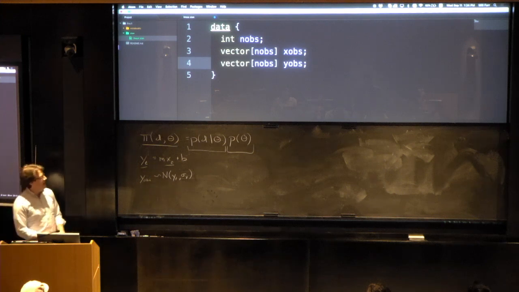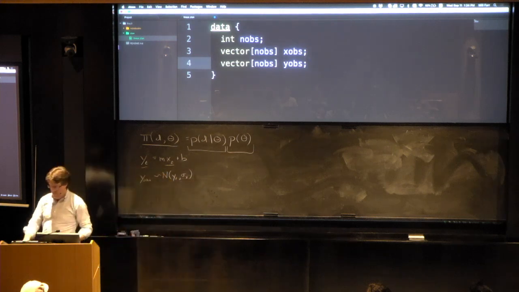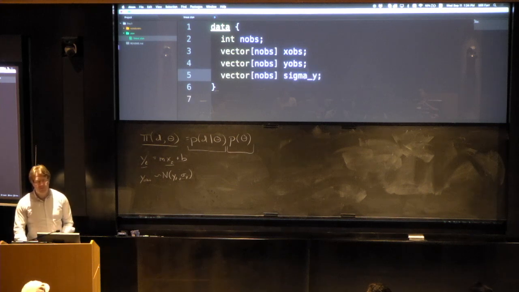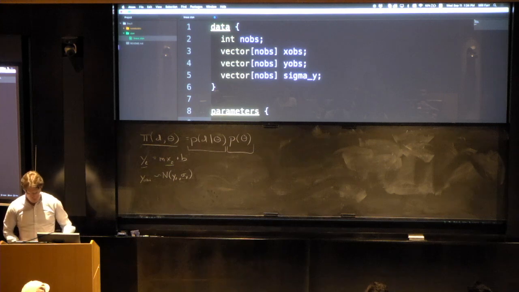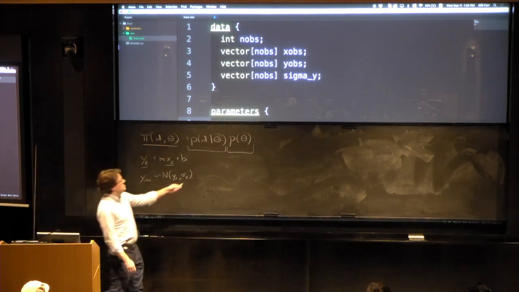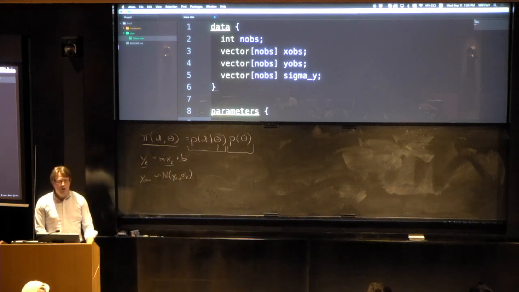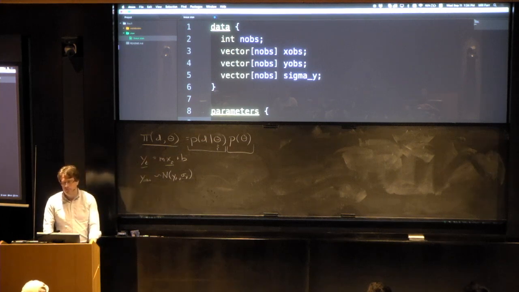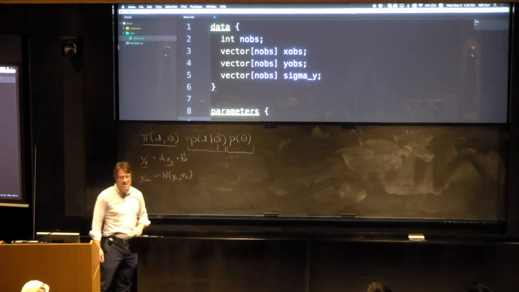And at each observation, we have an x. So we make a vector that is n obs long. We have an x, and we have a y, and we're also given some uncertainty. That kind of notation makes sense to everybody? It's just telling Stan what sort of data to expect. Next, Stan would like to know what the parameters look like. What are the parameters in this just-so story that I've written down? M, definitely. B, definitely. Are there any others?